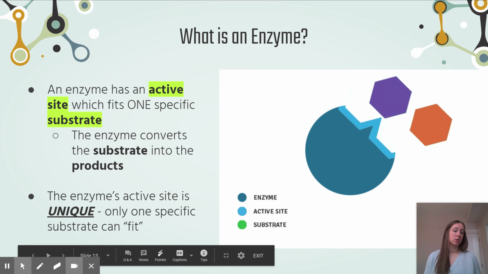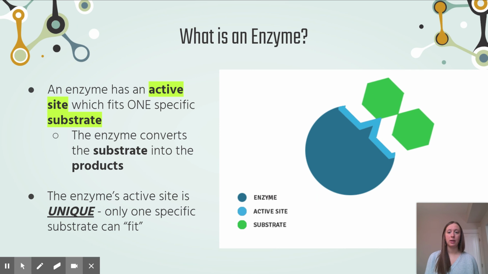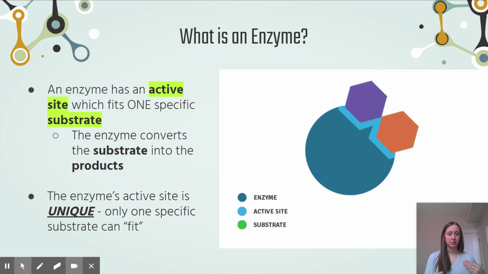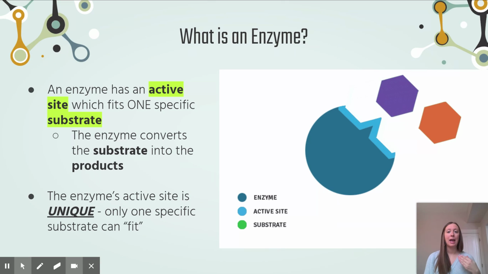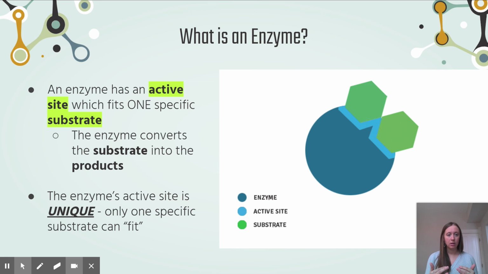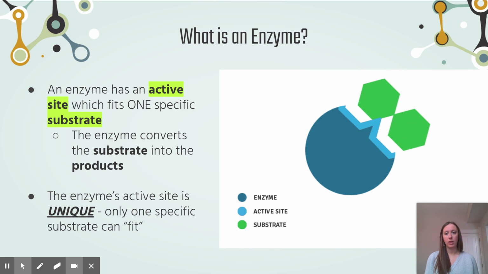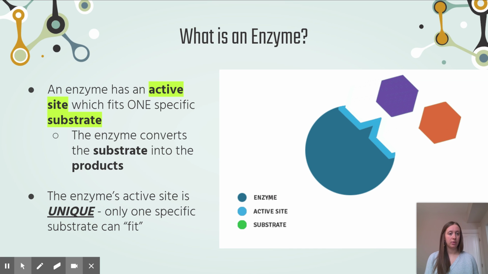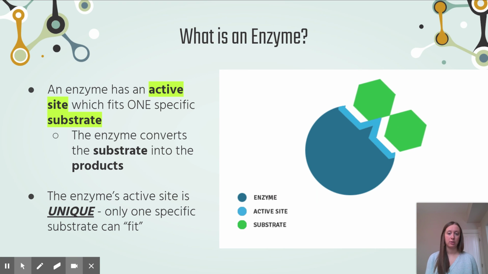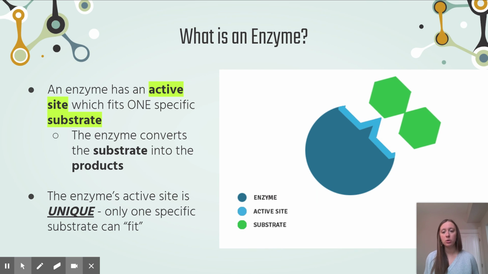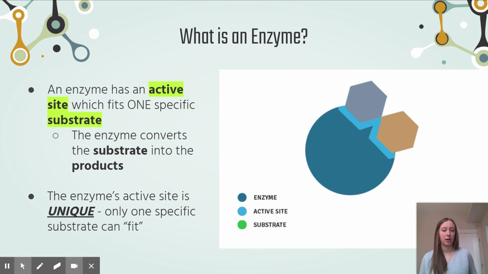The enzyme has a specific shape to it. Notice how I'm saying the enzyme has an active site. That means that the enzyme has a specific smaller part of it known as the active site. The active site is always on the enzyme. That active site fits one specific substrate. We talked about how this is like a lock and a key. The enzyme is the lock. The key is the substrate. If the two pieces fit together, the reaction can occur. If the two pieces don't fit together, the reaction cannot occur. So the enzyme can convert that substrate into products.